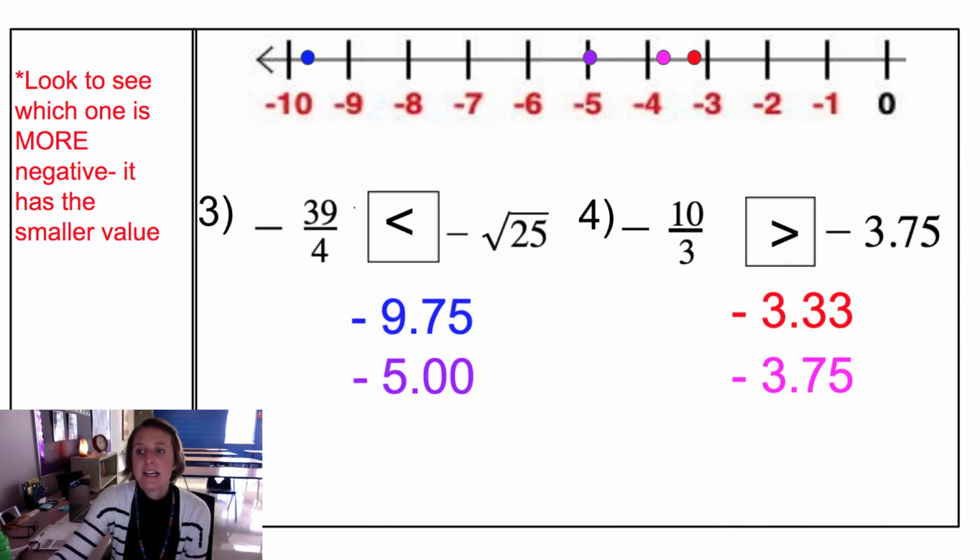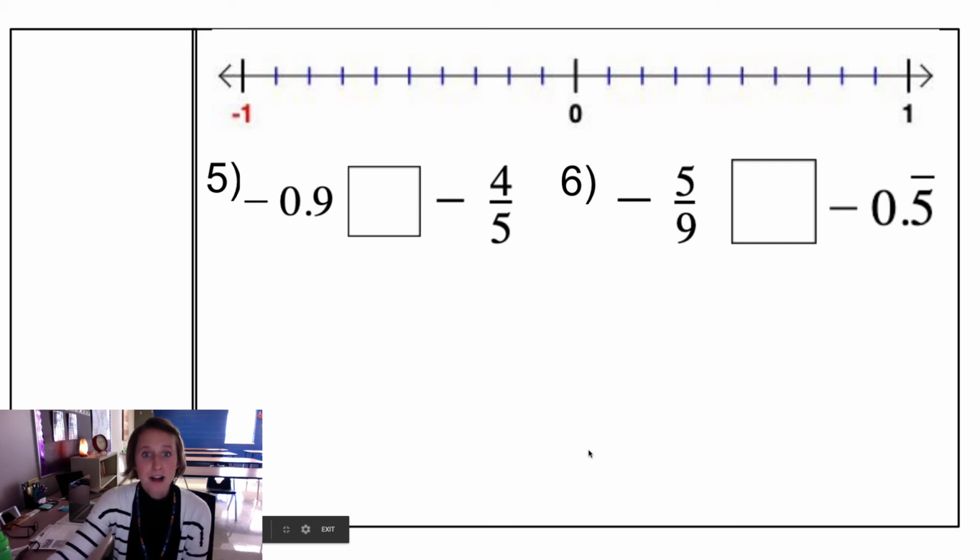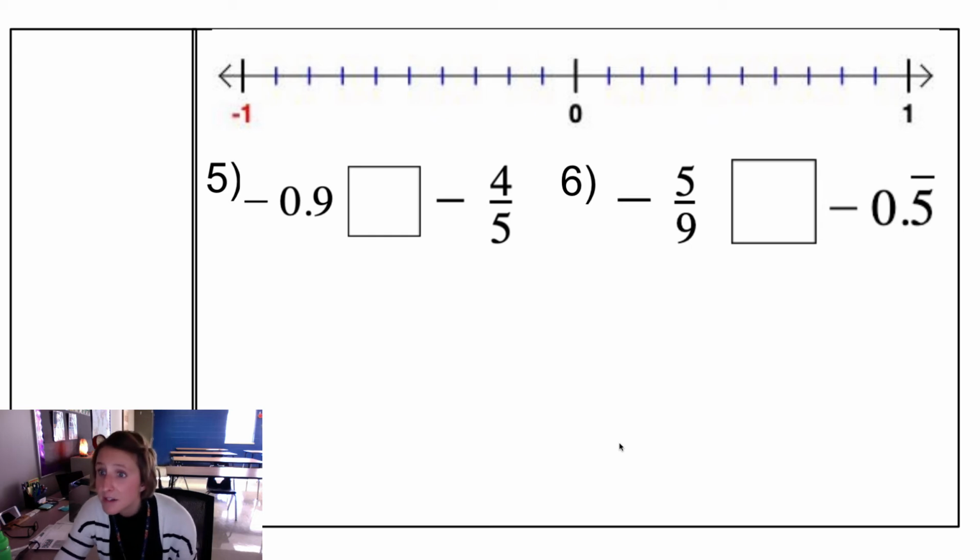Let's look at the next two examples in our notes. Go ahead and write down example 5 and example 6. We have negative 9/10 and we're comparing that to negative 4/5. And for example 6, a negative 5/9 and we're comparing that to negative 5/10 repeating, or 0.5 repeating.